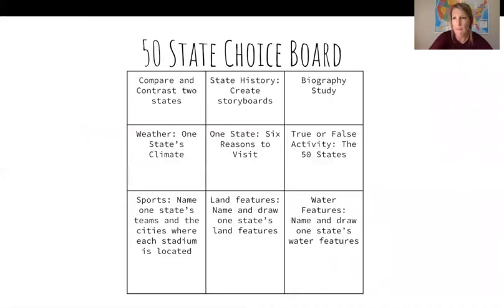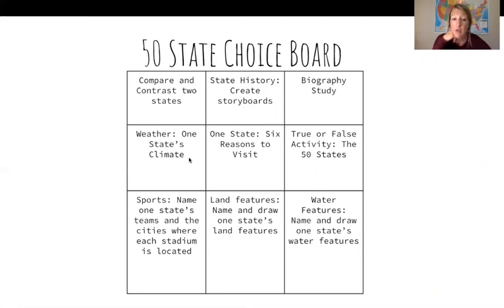You can do them to just keep your brain refreshed on those states. And then I made a little fun choice board if you want to do this. It's totally optional and just something fun if you want to practice your states. So one of them is compare and contrast two states. So tell me how they're alike and how they're different. Then there's another one where you could create a storyboard about a state. So think about the history of the state, and you could create a cartoon or a storyboard about that state and its history. A biography study, so you could find a famous person from that state and do a biography about that person. So that would be really fun to do.